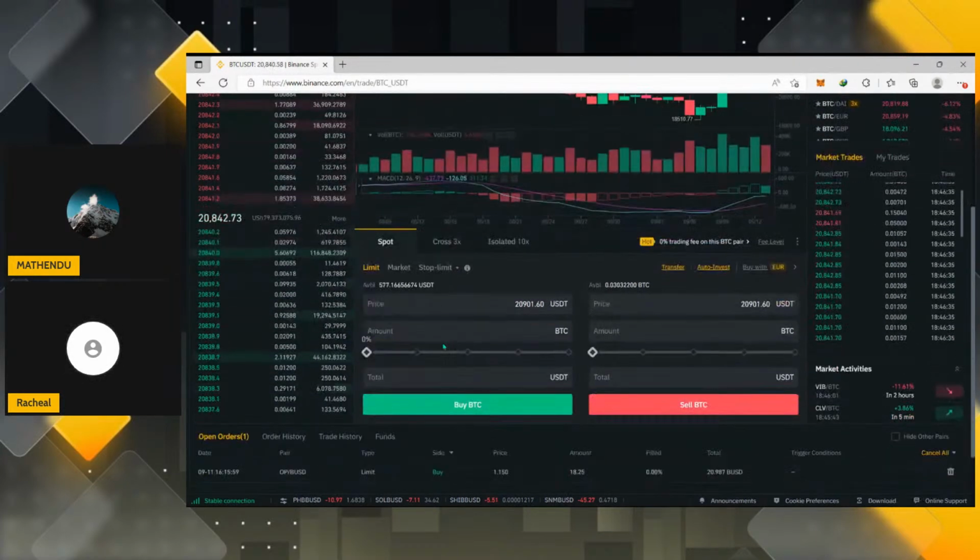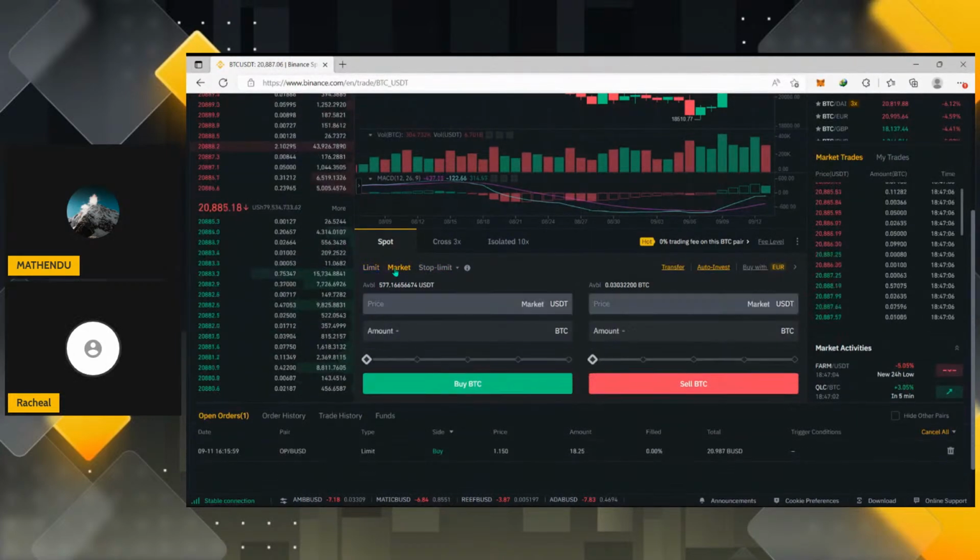Right. So yes, now we are going to this part with the web version. But as long as you understand exactly what these mean, in case the app is still giving us trouble, you can easily do the same in the app version. So here we have limit, market, and stop limit. But I'm going to start with market.